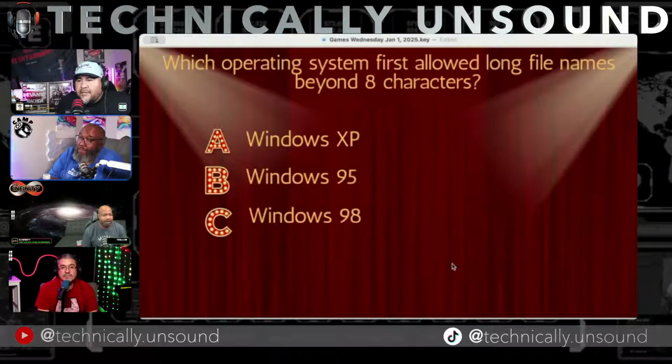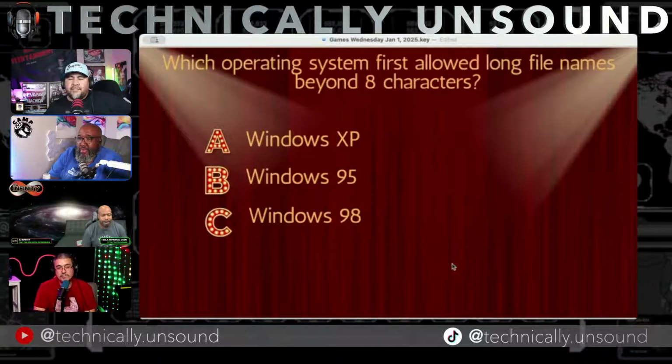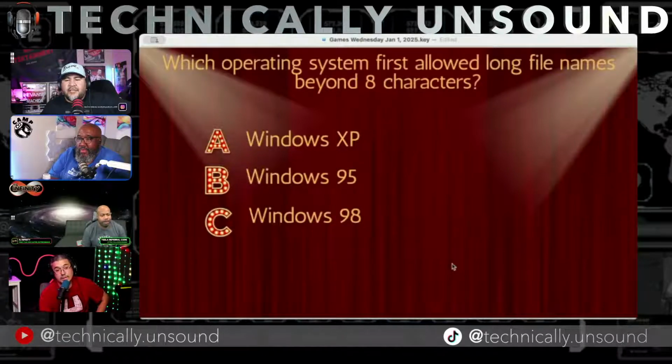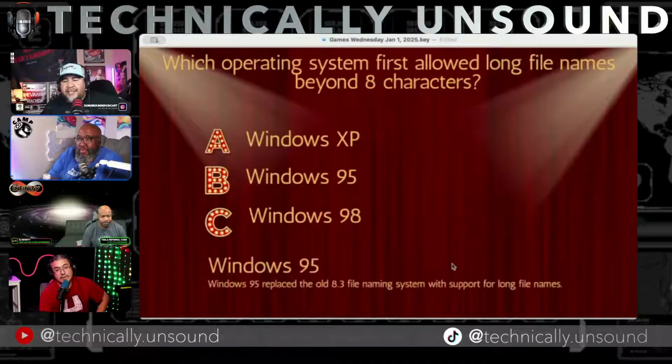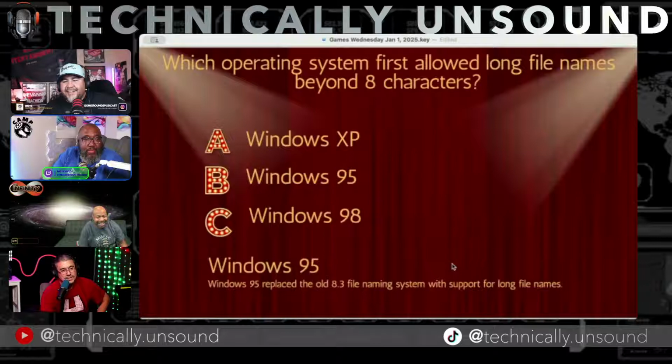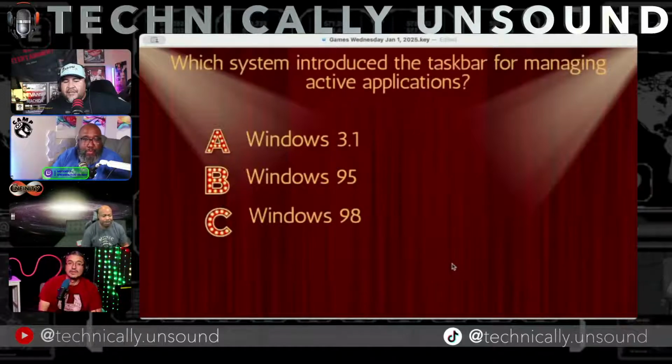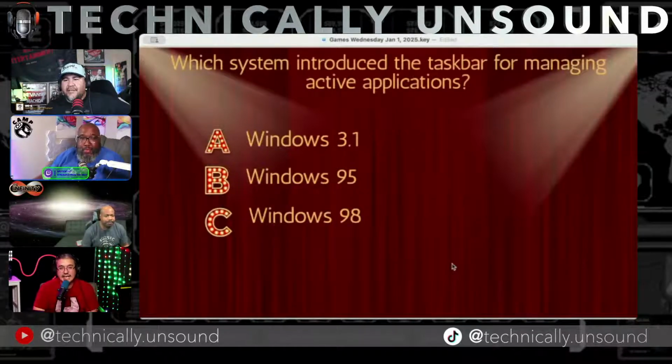What operating system first allowed long file names beyond 8 characters? I'm gonna say A, but I could be wrong. Actually, no. I'll say C. I don't think so, but I'm just guessing. Windows 95. I got a button for you, E. What the fuck? Windows 95. Lucifer with the 95. Yeah, he said 16 cores. Which system introduced the taskbar for managing active applications?